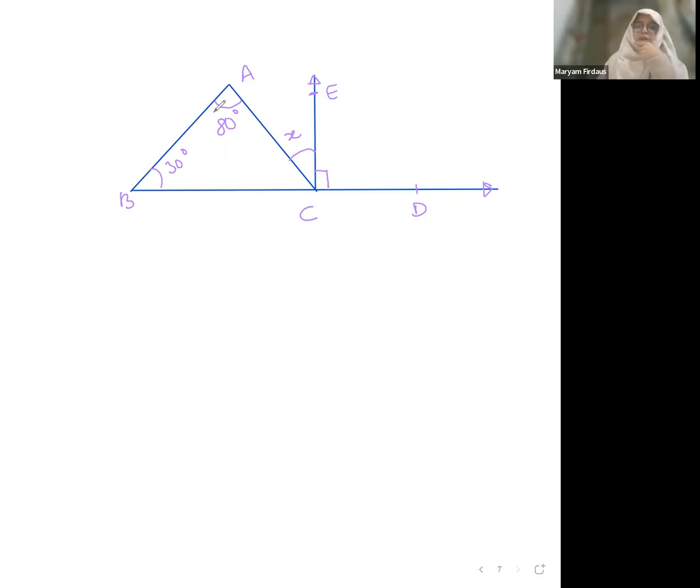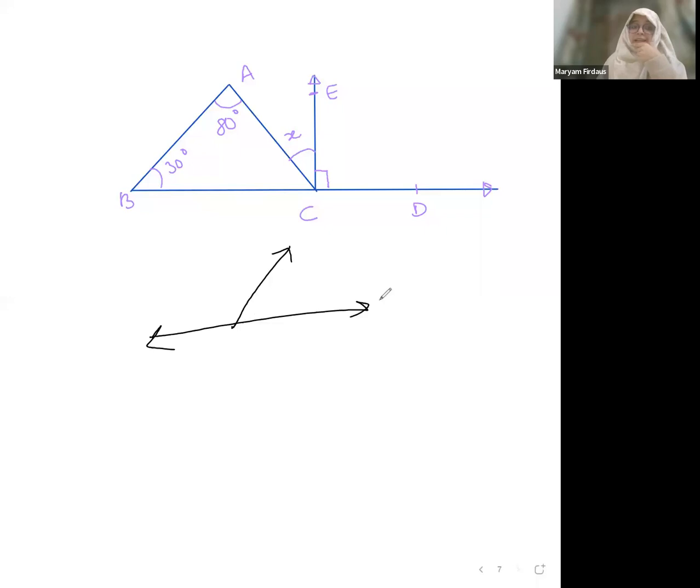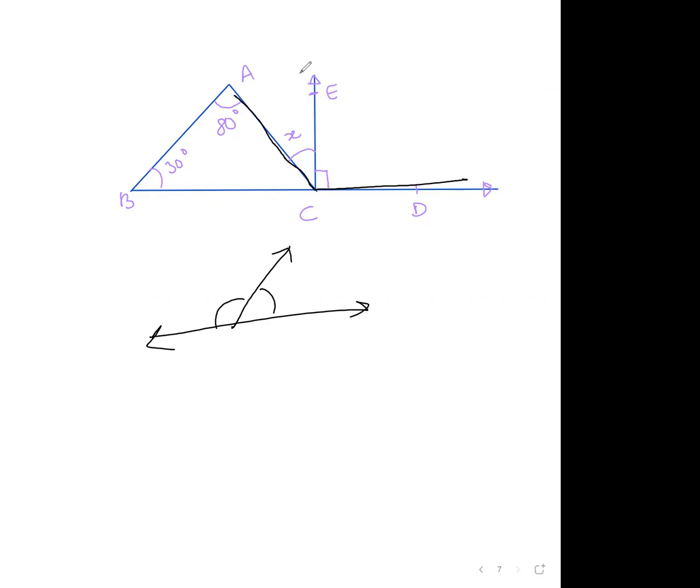What does a linear pair look like, Hiba? Linear pair is when you have a straight line. On top of the straight line, you have two angles. Is this a straight line? No. Then how is it a linear pair? Any other way that you can think of?